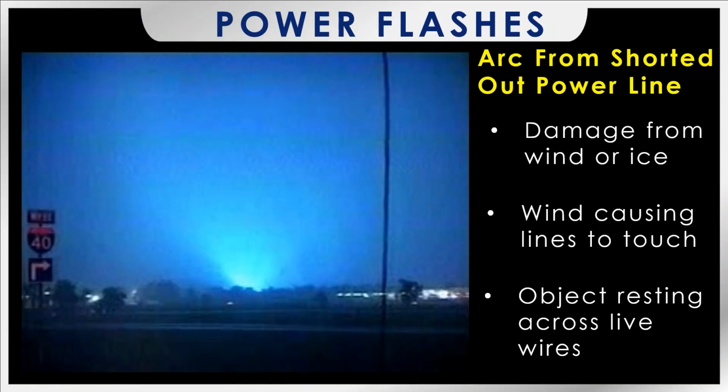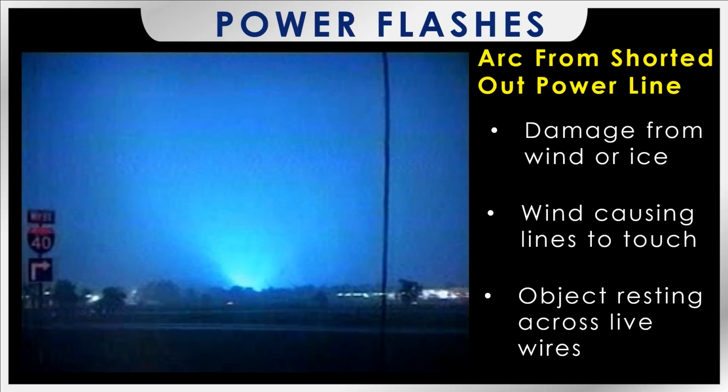Power flashes are another thing to send us reports about. However, power flashes are one of the ones that, again, is very commonplace. People think, oh, I got power flashes, so that must be a tornado. Well, essentially, power flashes are an arc from a shorted out power line. It could be damage from wind or ice. You get strong enough wind that you might get the power lines hitting each other and causing a brief arc, and pretty much one of those power flashes.